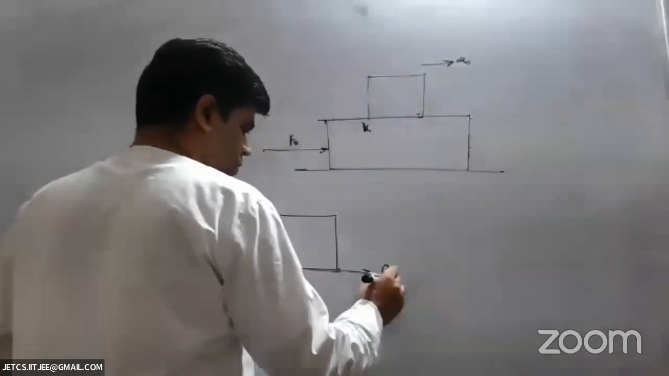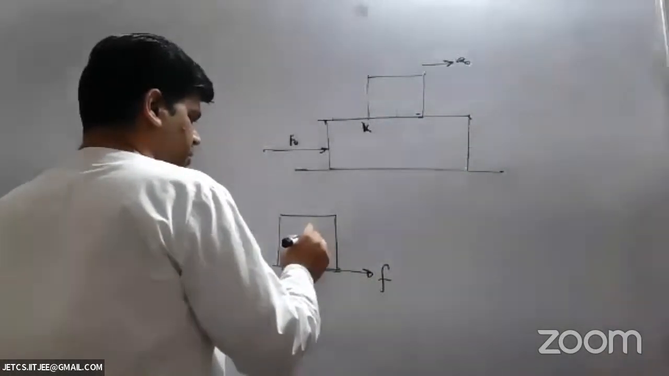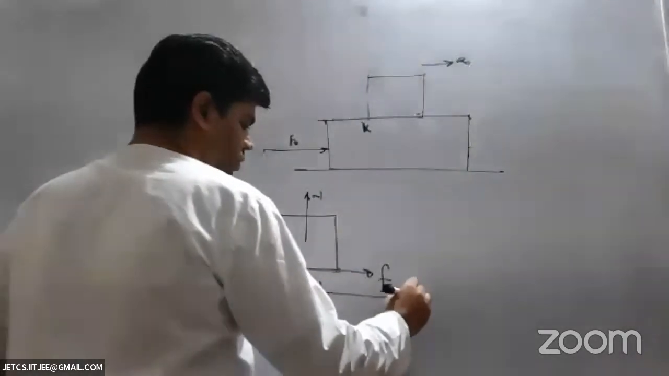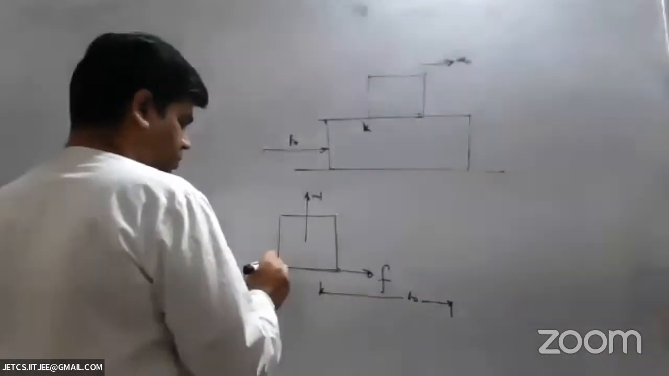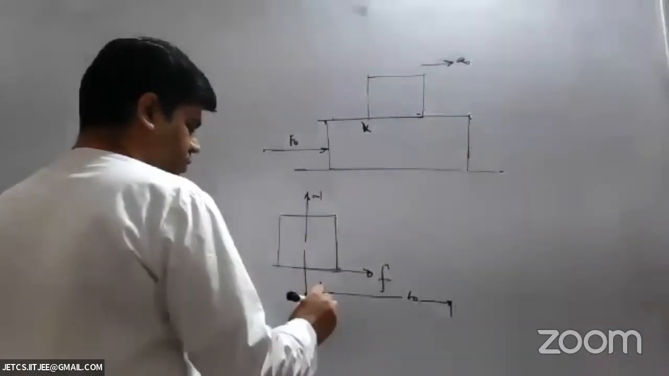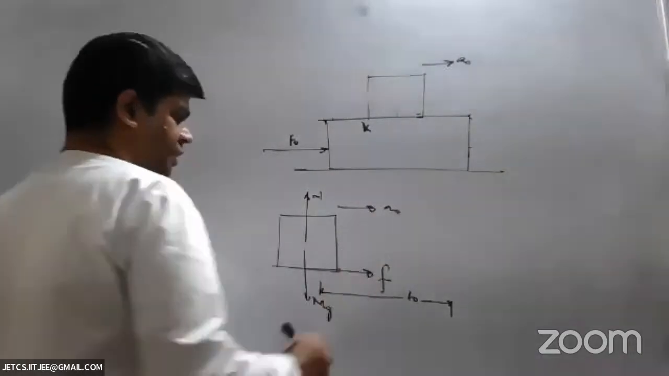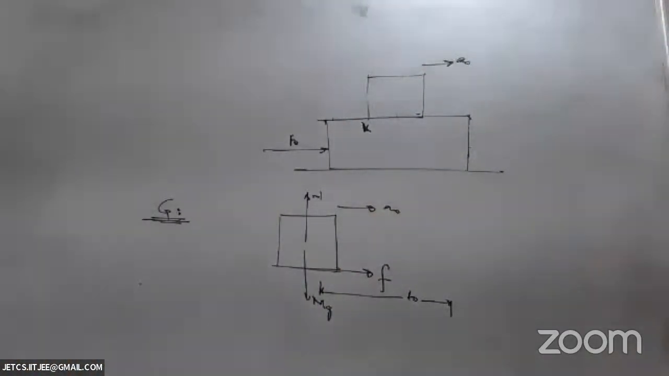Friction is towards right. Static friction. Normal direction is upward. It has moved a distance of L or L naught. mg is downward. ma shows acceleration towards right. That's the FBD with respect to ground.